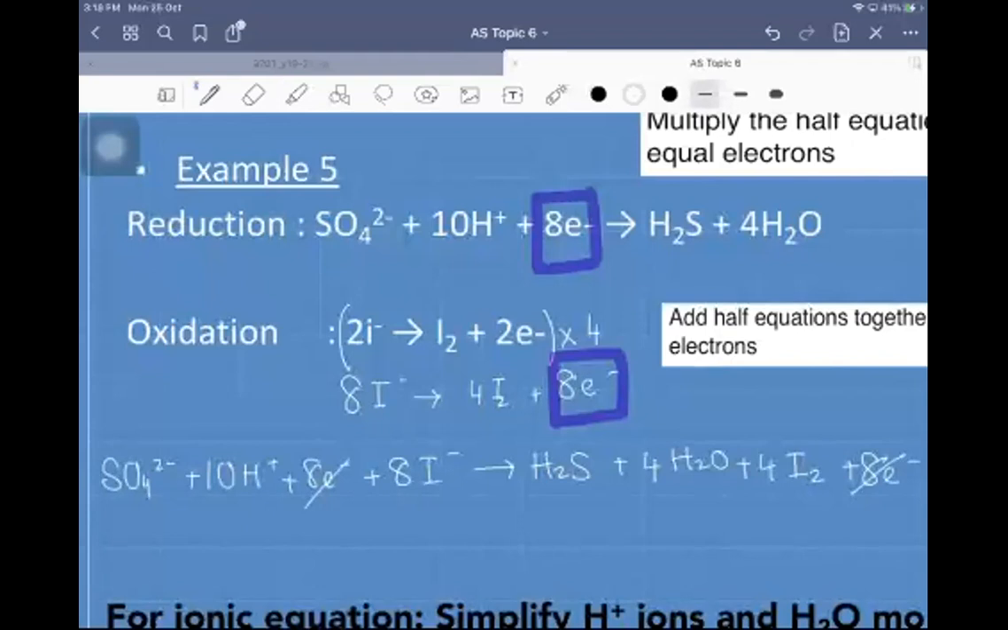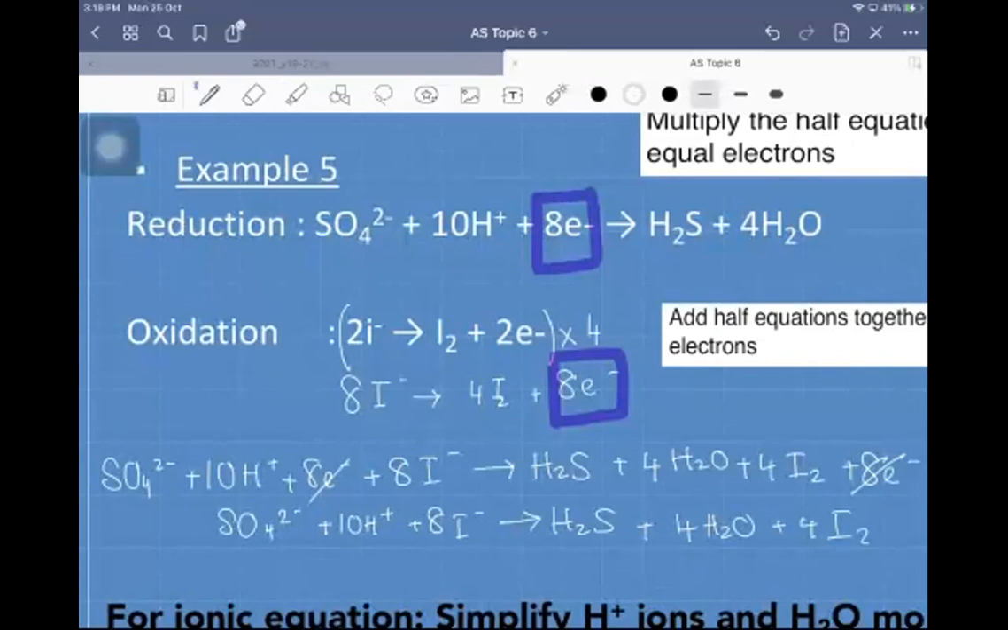That means for this reaction, you need 8 lots of iodide to react with, actually, why do I change the, I should keep the position. Sulfate in acidic condition will react with iodide ions to form H2S plus 4H2O plus 4 iodine. The equation should be balanced. The charge should be balanced.